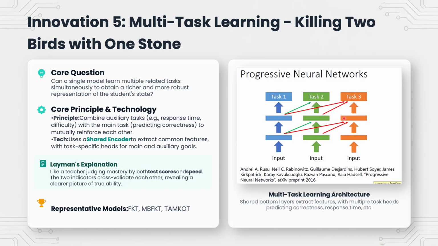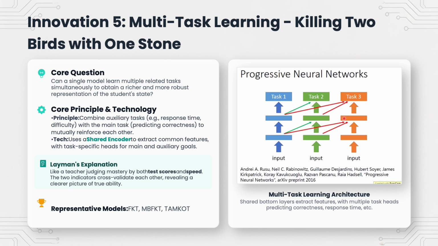Fifth, multitask learning. Why should a KT model only predict correctness? A good teacher looks at more than just test scores. They might consider how fast a student answers a question. Multitask learning does exactly this. Models like FKT and TAMCOT are designed to predict multiple things at once, such as both the correctness and the response time. These tasks share information and reinforce each other, leading to a more robust and fine-grained understanding of the student's state.